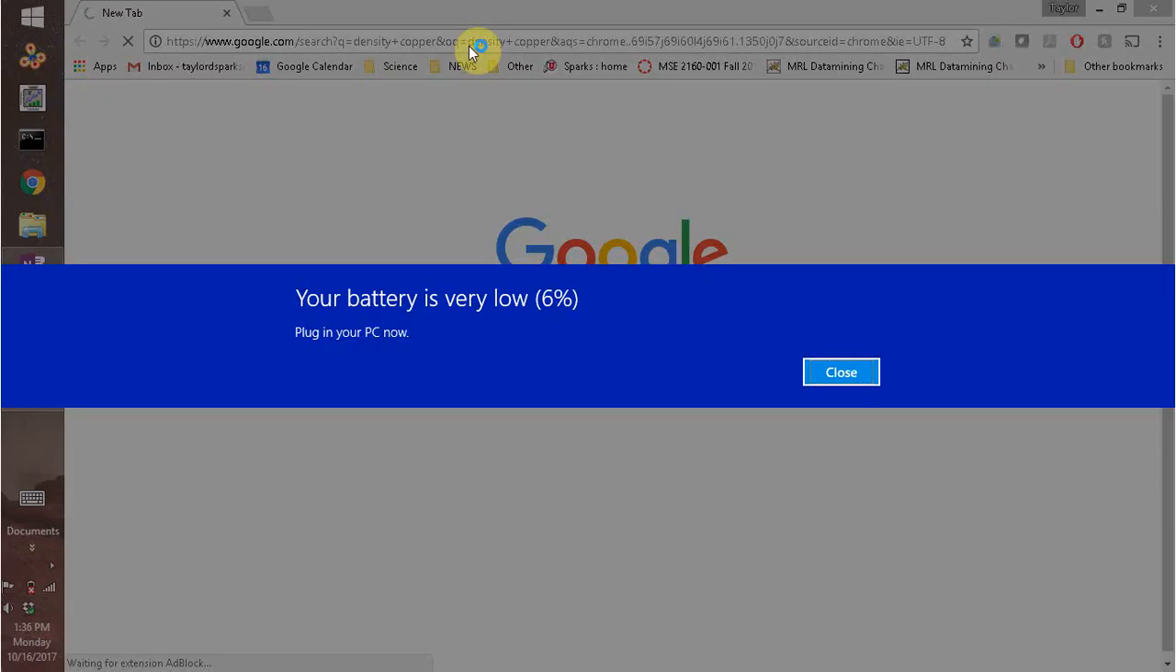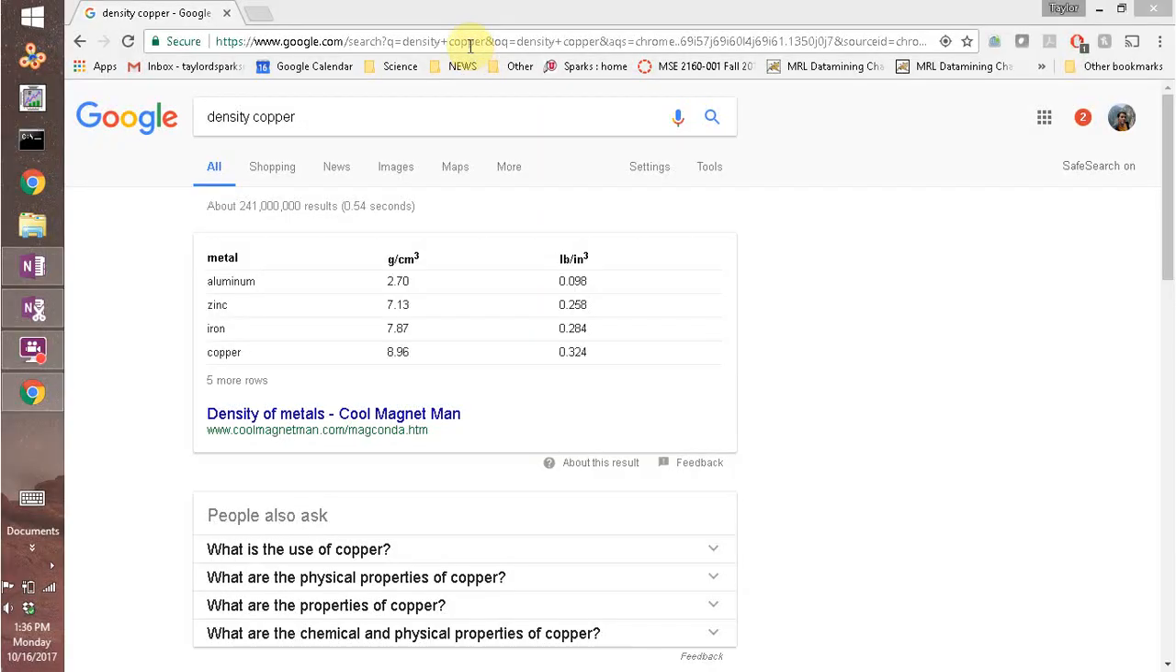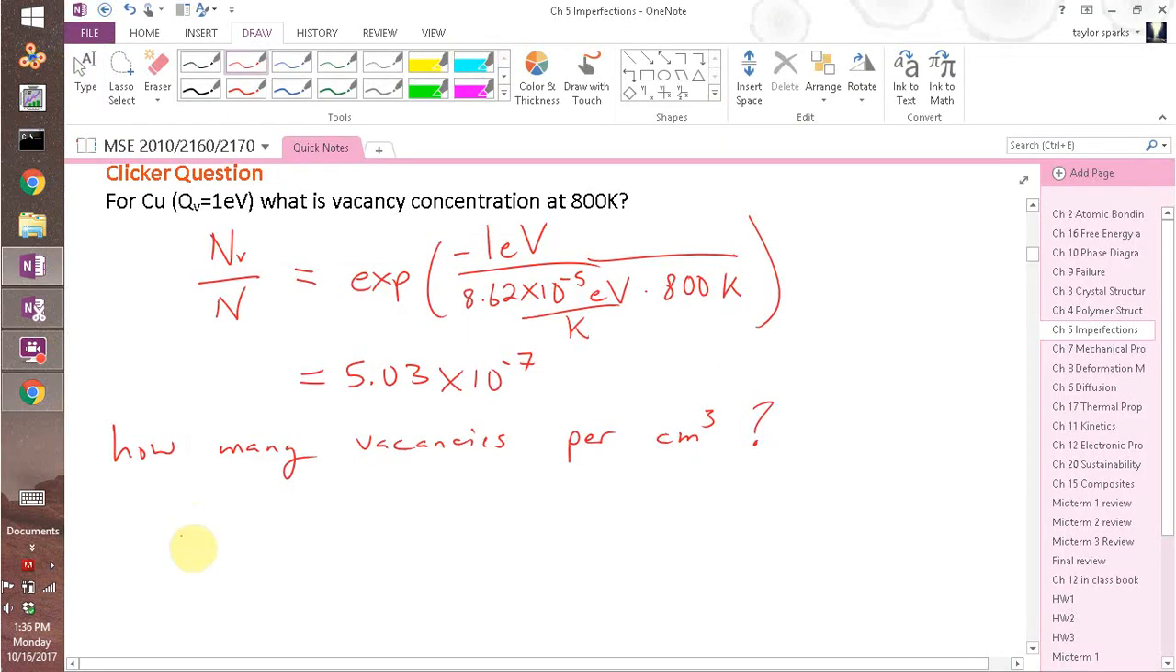So the density of copper is, have no fear, we prepared a contingency plan for just this very thing with my loaner laptop. Okay, the density of copper is 8.96 grams per centimeter cubed, okay? So given that the density of copper equals 8.96 grams per centimeter cubed, how are you going to go about solving this question? What's the right approach here?